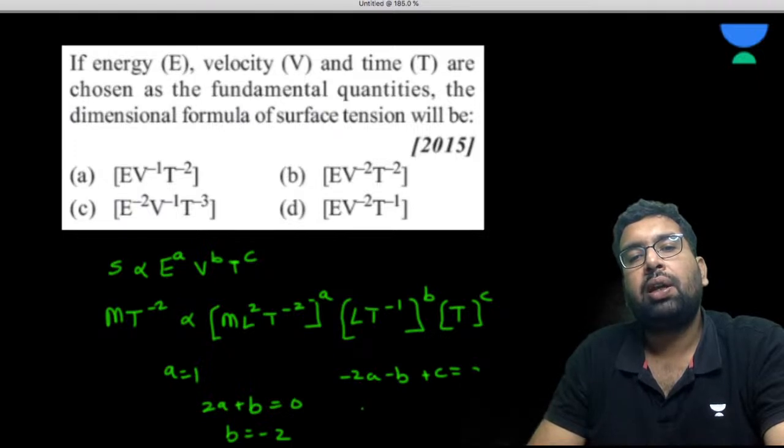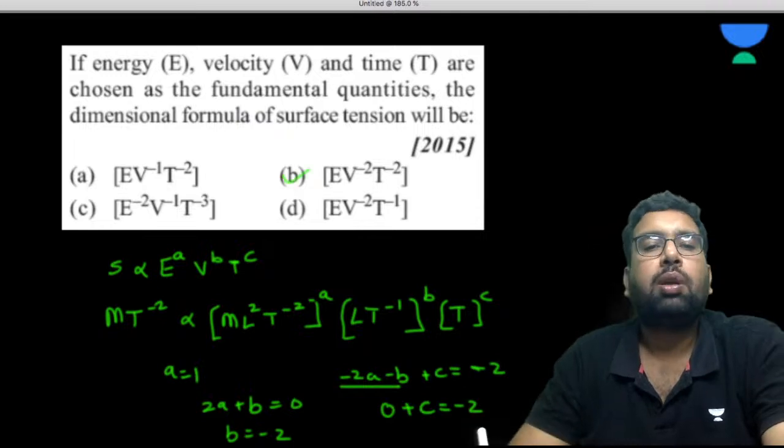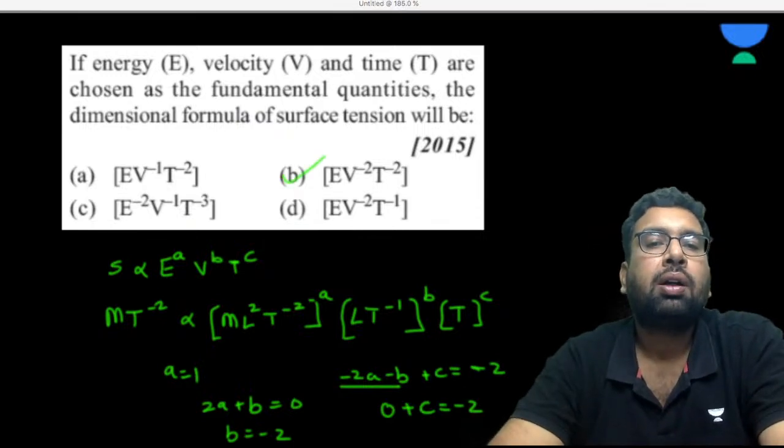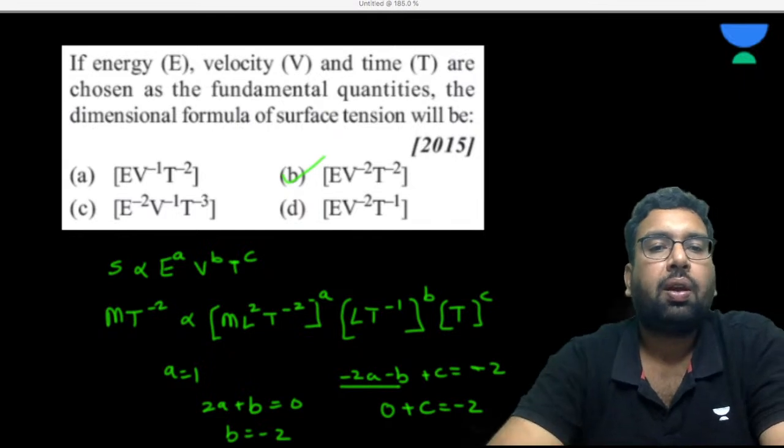From here we are getting c equal to minus 2 actually, T to the power minus 2. See, clearly minus 2a minus b is 0, so c is right away minus 2. So what is going to be the option with that? The option is B option.